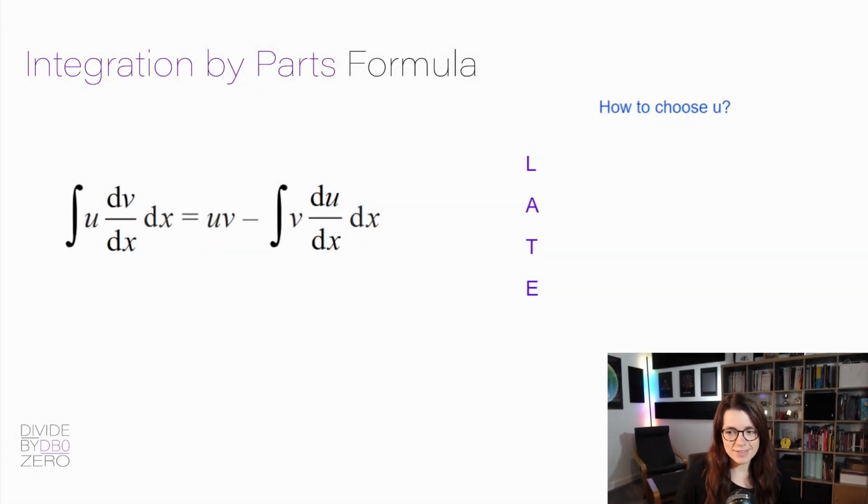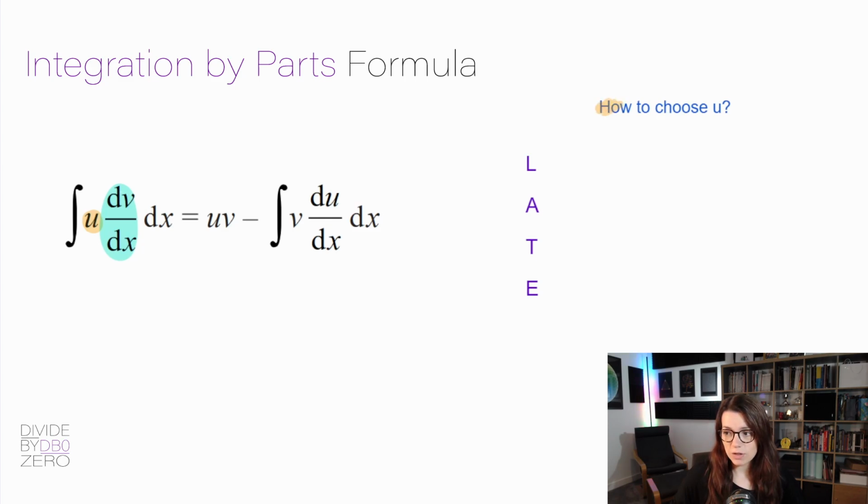Here is the formula for integration by parts, and this will be given to you in your formula book. The formula shows you that you have two distinct functions multiplied together inside the integral symbol. So you have a u and you also have a dv/dx. Now, part of your job is to choose which function should be u and which should be dv/dx.